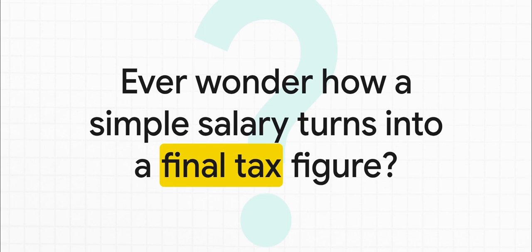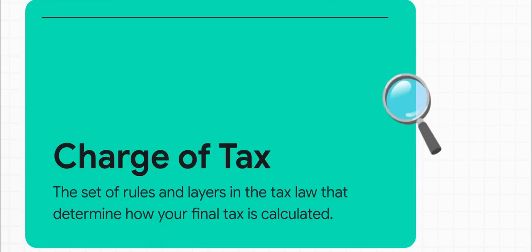It's a question we've all probably asked at some point, right? You start with a simple salary and you end up with this specific tax figure. What are all the steps in between? That's exactly what we're going to unpack today. That journey from income to final tax. You know, the official name for this whole instruction manual is the charge of tax. I like to think of it as the architect's blueprint for your tax bill. It's not just one simple rule, but a whole series of layers, each one adding something to the final calculation. And understanding this blueprint, that's the key to understanding the whole system.